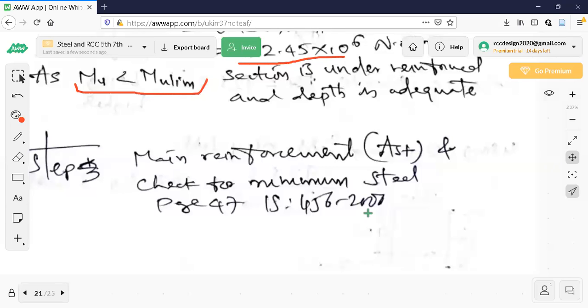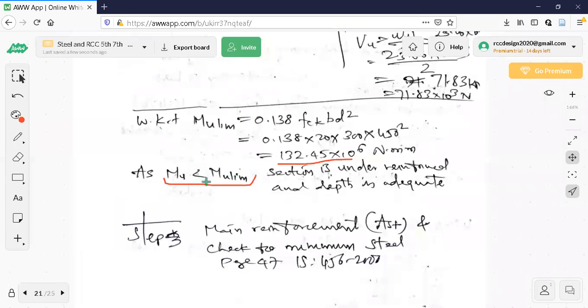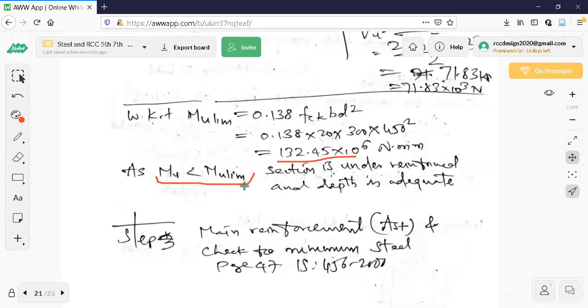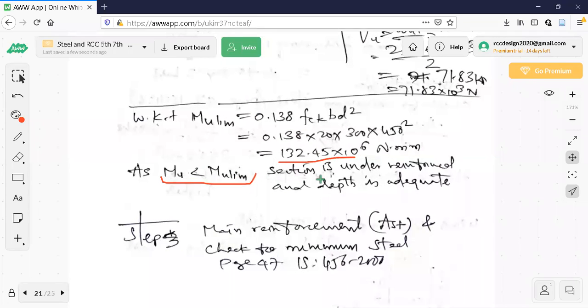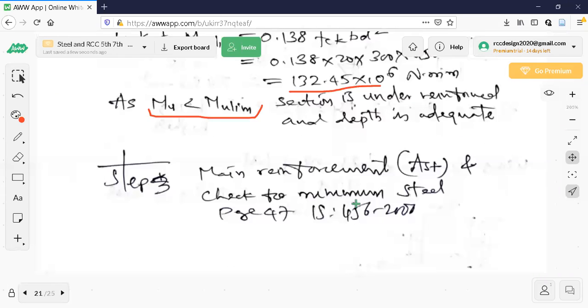So let us go to the next step. Now here I have calculated MU, VU and MU limit. Finally, I came to know that it is an under reinforced section. Now I can go to the third step. If I find that this MU is more than MU limit, it is over reinforced. That time I cannot go to step 3. I have to go back and revise the cross section dimensions. I have to make some changes. Then only I can proceed to step 3, because over reinforced sections are not allowed, as the failure will be sudden.